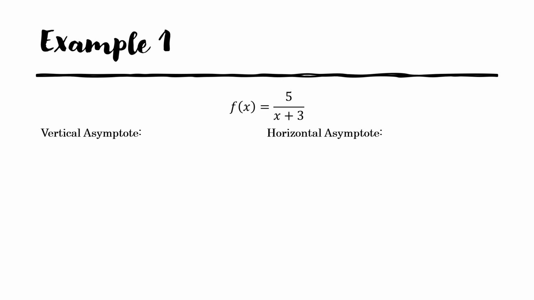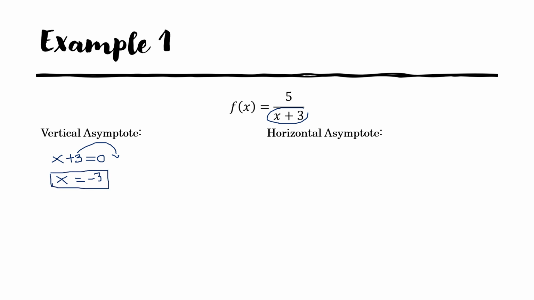Let us take a look at this example. We have f of x equals 5 over x plus 3. For the vertical asymptote, all you need to do is consider the denominator, which is x plus 3. Equate that to 0. Then transpose, and x will be equal to negative 3. So this will be our vertical asymptote.